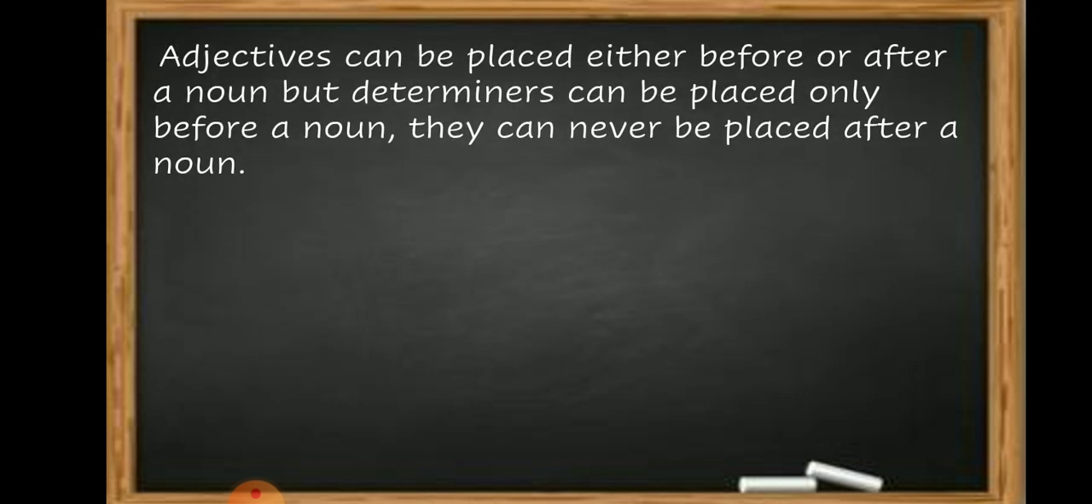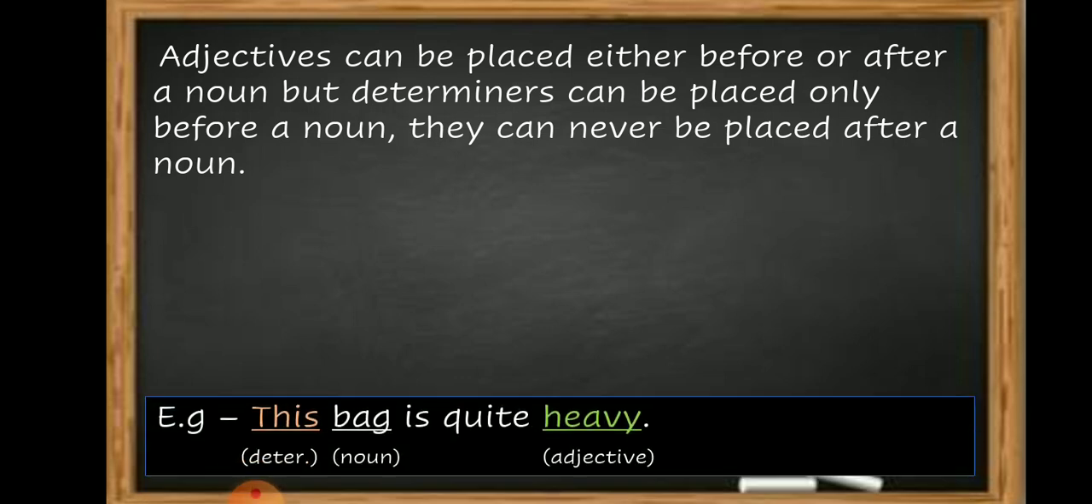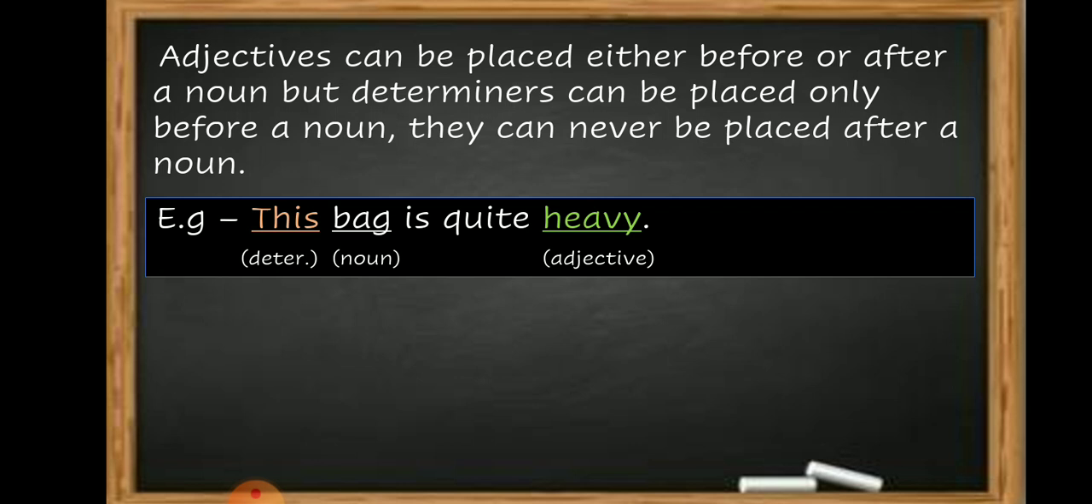Now what is the third difference? Adjectives can be placed either before or after a noun, but determiners can be placed only before a noun. They can never be placed after a noun. Let's see the example. This bag is quite heavy. Now here, this sits before the noun. This is a determiner, but the adjective heavy is placed after the noun.